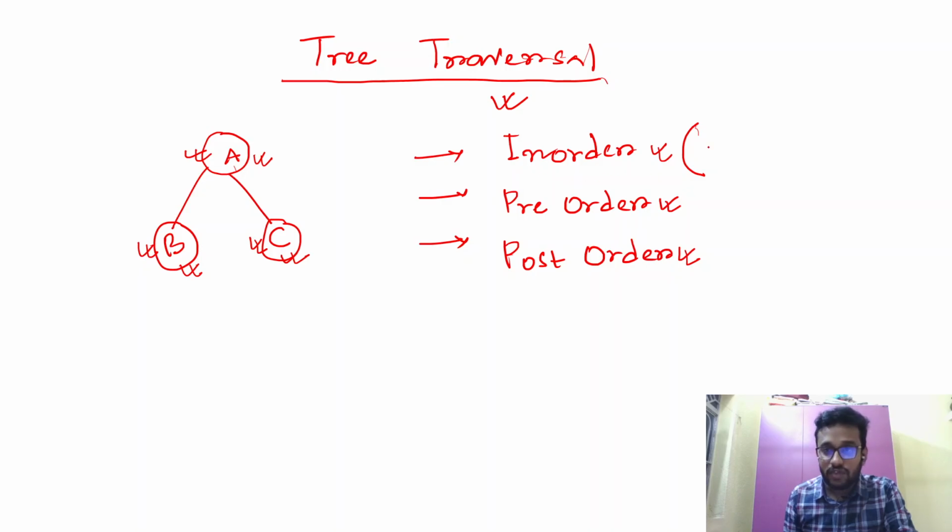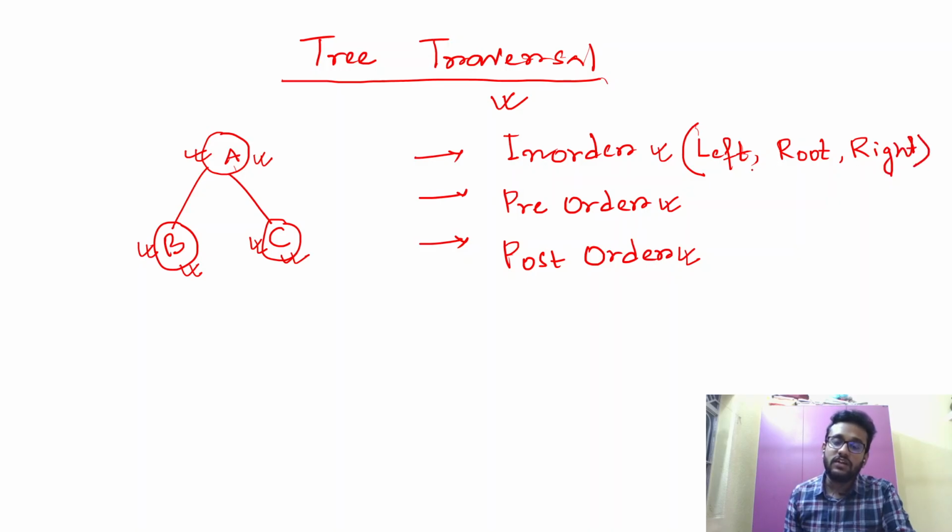If I visit the left subtree first, then I visit the root node, then I go to the right child, then it is called in-order. That means in a tree, if I visit the left child first, then the root, then the right child, it is called in-order traversal.